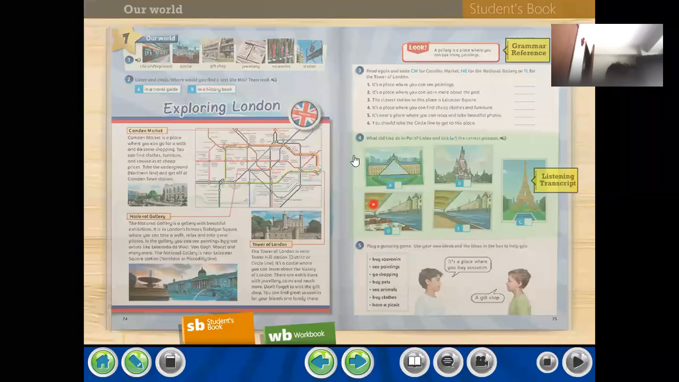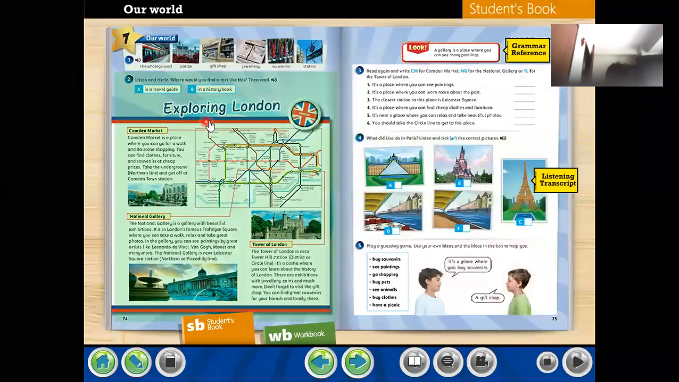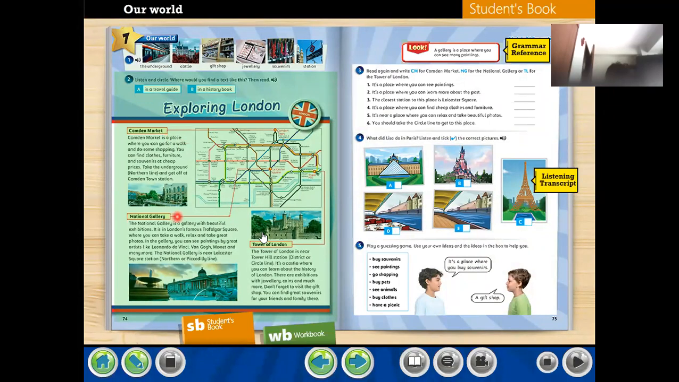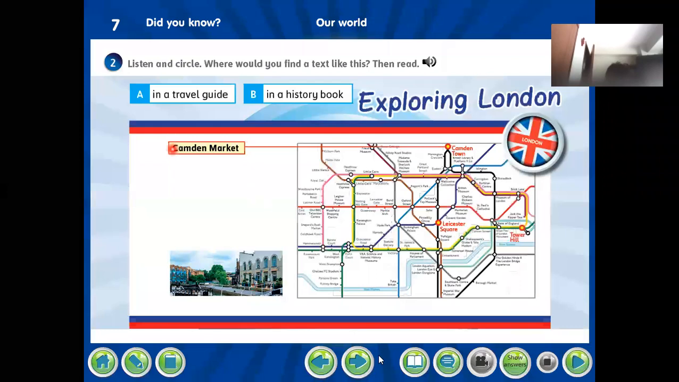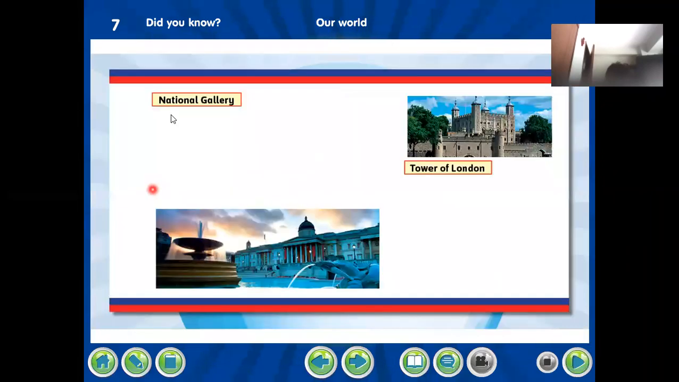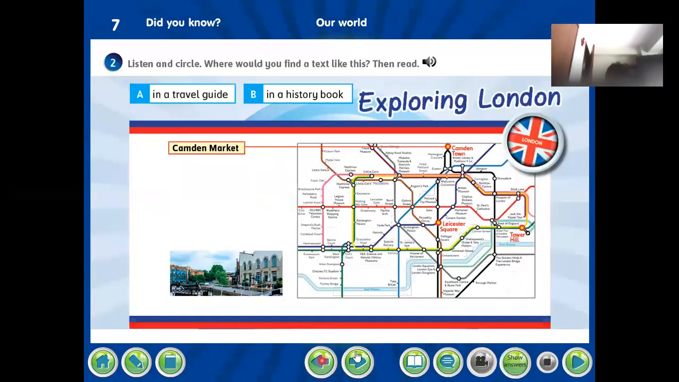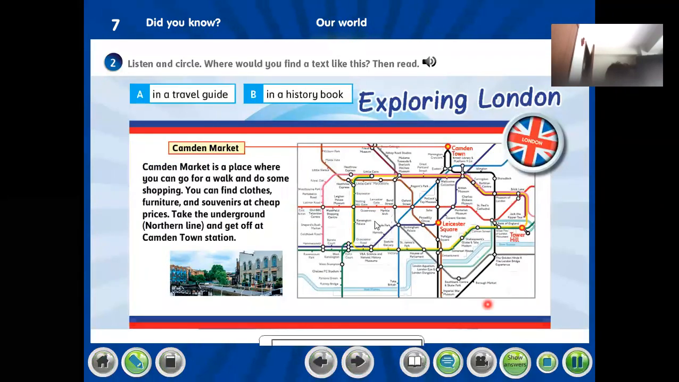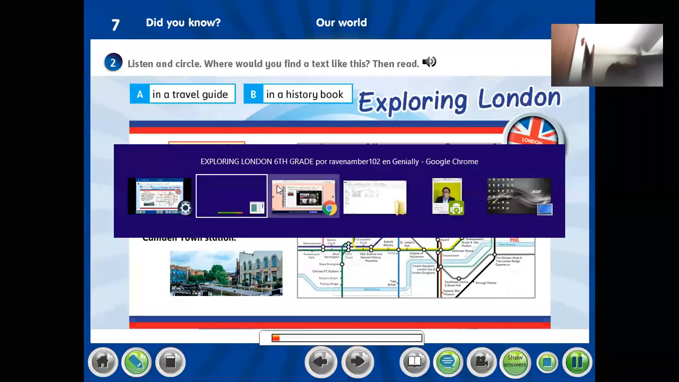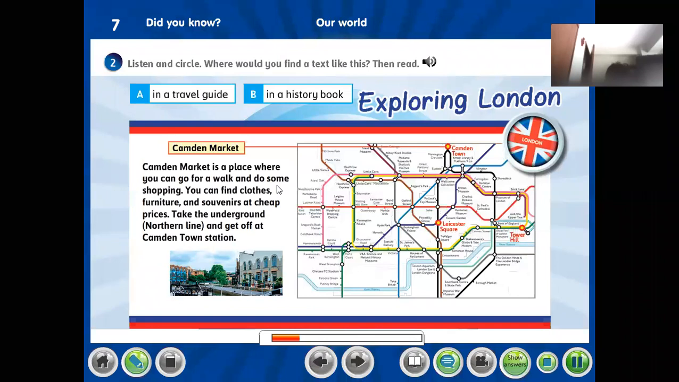Now, listen, please, the article in the text, okay? We are going to see three places. We are going to learn about the Camden Market, the National Gallery, and the Tower of London. Three famous places. Listen, please. Two. Listen and circle. Where would you find a text like this? Then read.